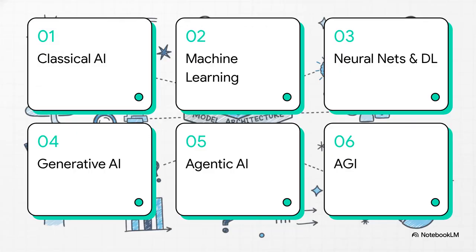Okay, let's just quickly look at the agenda so you know where we're headed. 1. The foundation, classical AI. 2. The link, machine learning. 3. Routing and transport, neural networks and deep learning. 4. The dialogue, generative AI. 5. Taking action, agentic AI. And 6. The ultimate goal, AGI. All right, let's dive right in.